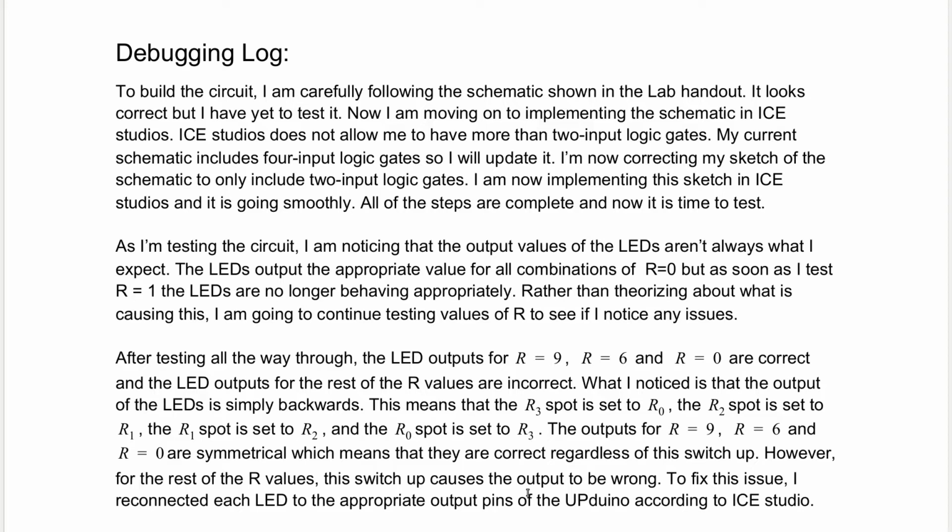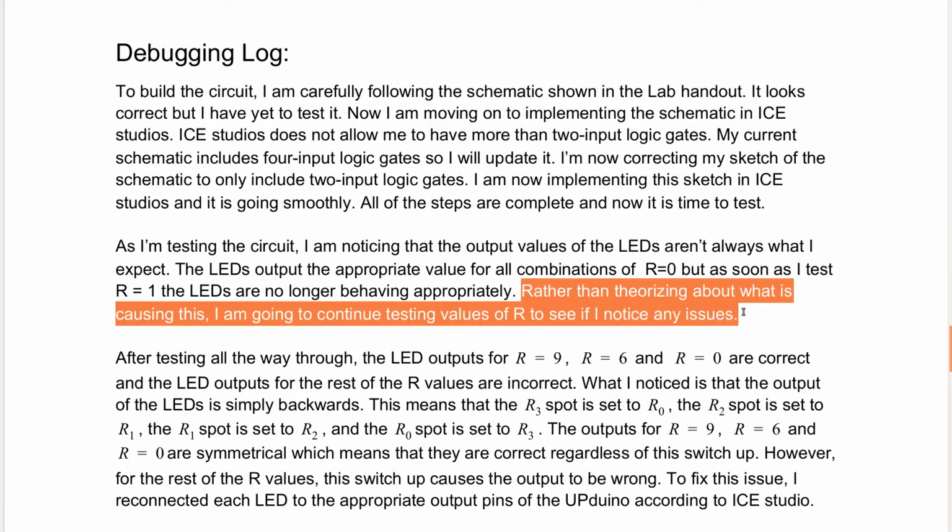As I'm testing my circuit, I'm noticing the output values of the LEDs aren't always what I expect. And then I like this sentence. Rather than theorizing about what's causing this, I'm going to keep testing values of R to see if I notice any issues. And it says, oh, well, after I tested all the way through, I did notice some issues. So again, I have some beefs about perhaps the specificity of some things that the student wrote, but this kind of real-time, first-person, here's what I'm doing and here's what I'm thinking log is exactly the kind of thing we're going for.